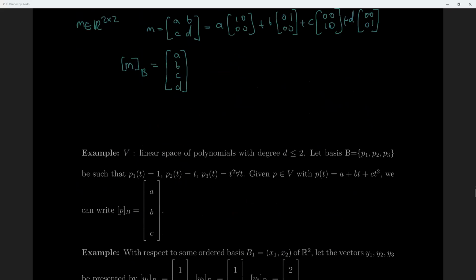And similarly, we can extend this definition to the function space. So let's consider again the linear space of polynomials with degree less than or equal to 2. And let's define a basis on this vector space, P1, P2, P3, such that P1 is equal to 1, P2 is equal to t, and P3 is equal to t squared. And if we are given any vector p in our vector space, then p(t) can be expressed, since it's a polynomial with degree at most 2, as a plus bt plus ct squared. And the representation of the vector p with respect to basis B is equal to this n-tuple, these three coefficients written down together, a, b, and c.